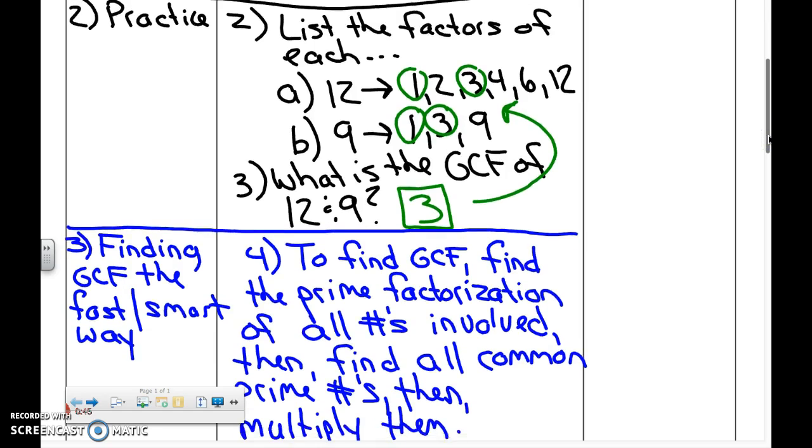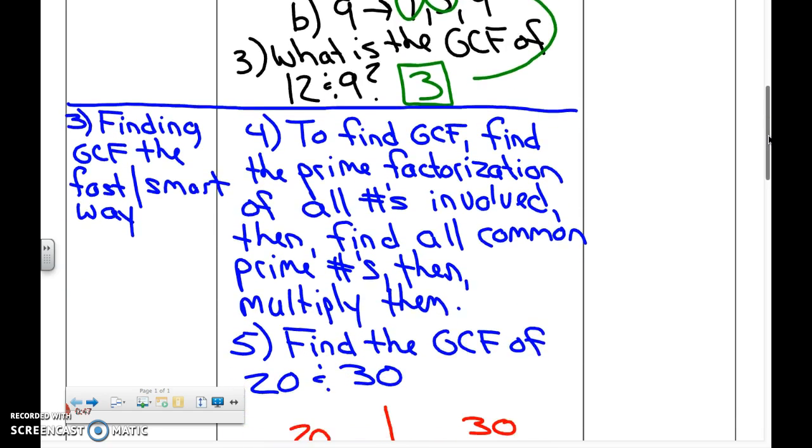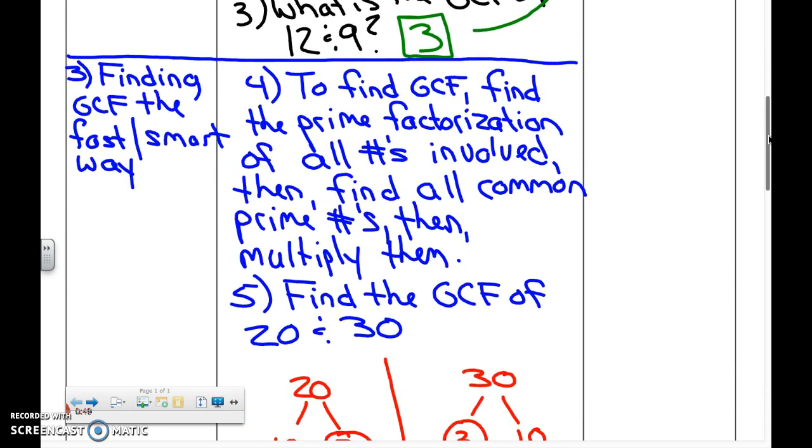Better way of doing it, especially since you guys are moving into older math now, find the GCF the fast, smart way. Basically, you find the prime factorization. Find the common factors in the prime factorization, multiply them together, you're good to go.